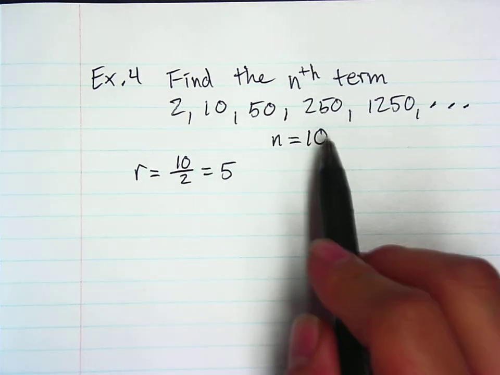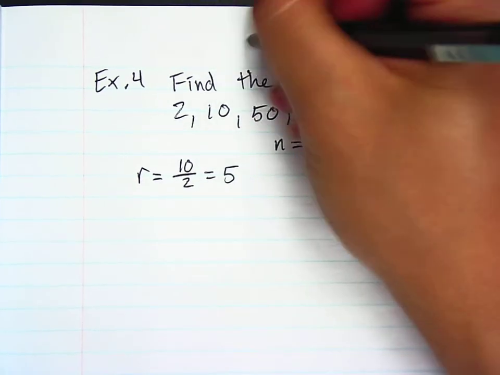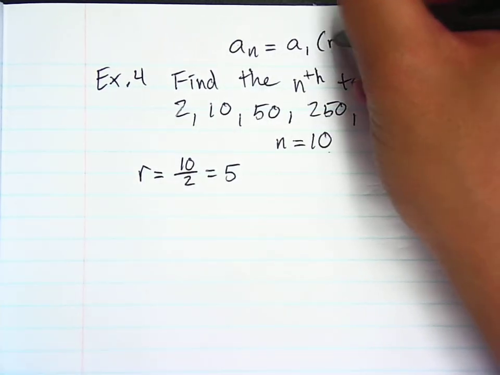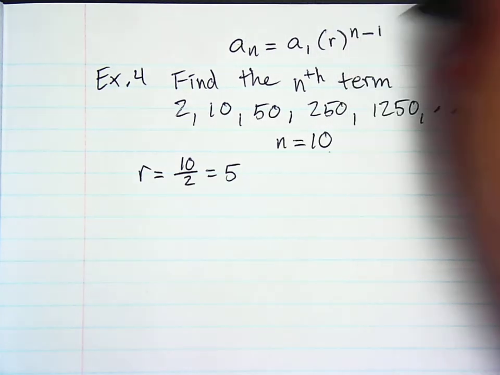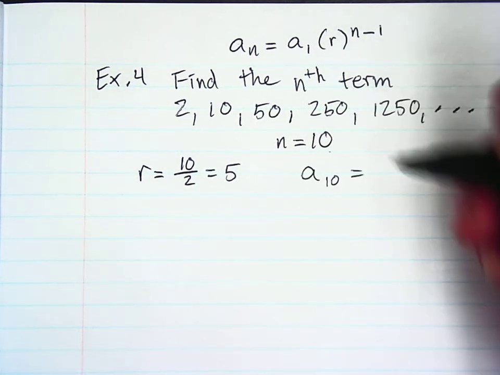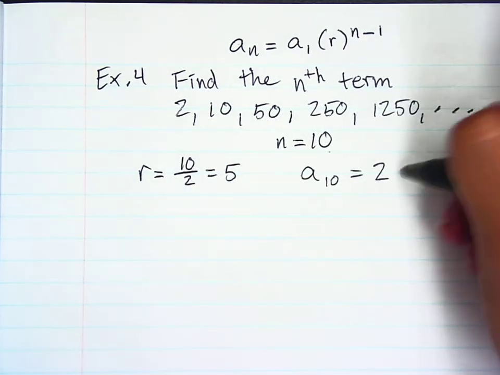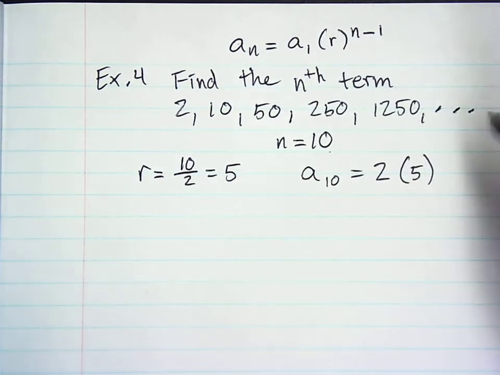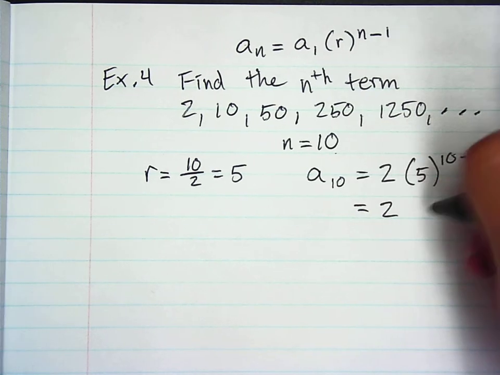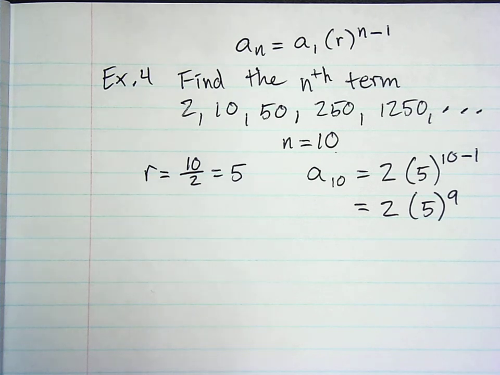My ratio is definitely 5. Now that I have my ratio, I have my n value. I'm going to use that formula again, and let's go ahead and write it up here. So an is equal to a1 times r to the n minus 1. So a sub 10 is equal to, initial value is 2, my ratio is 5, and we're going to do 10 minus 1. So we have 2 times 5 to the 9th power.